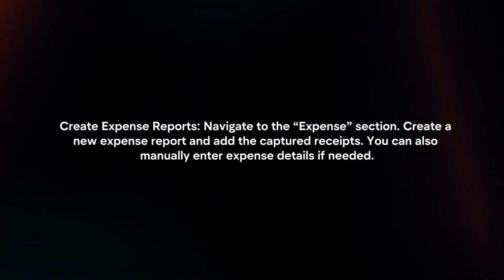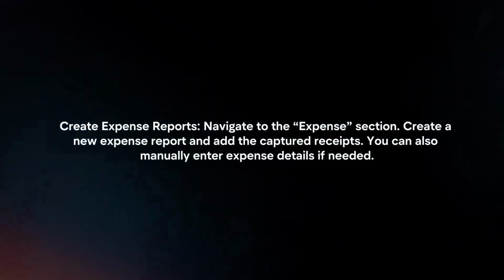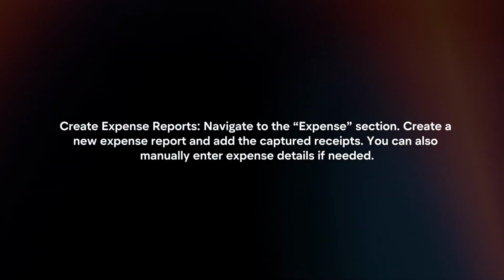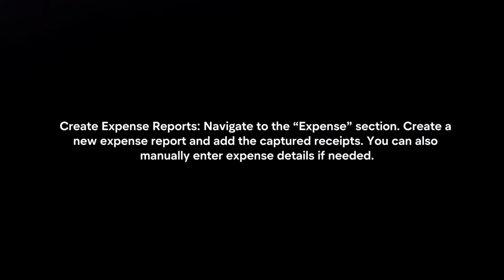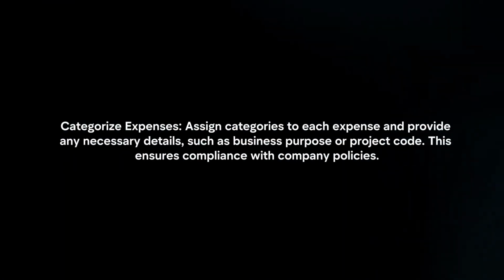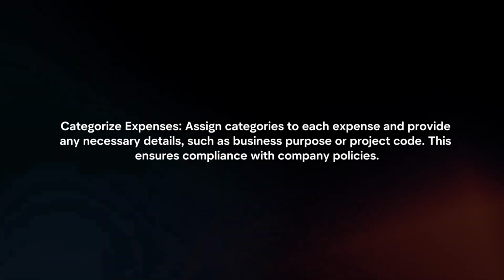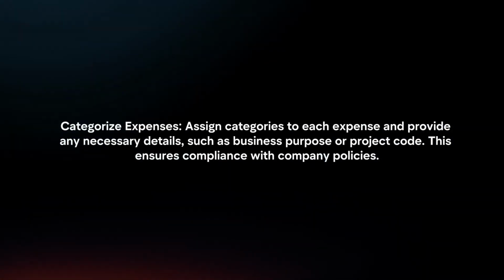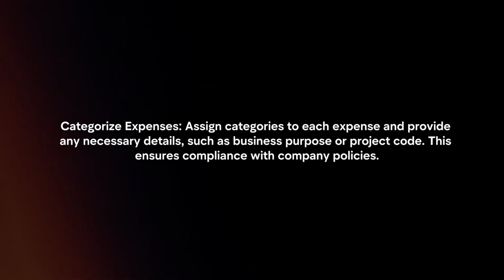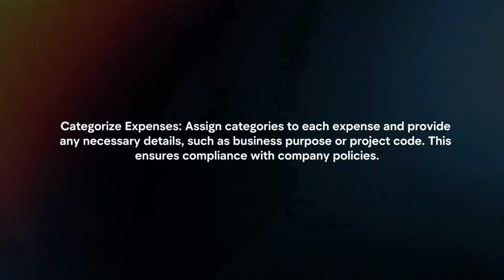Create expense reports. Navigate to the expense section. Create a new expense report and add the captured receipts. You can also manually enter expense details if needed. Categorize expenses. Assign categories to each expense and provide any necessary details, such as business purpose or project code. This ensures compliance with company policies.